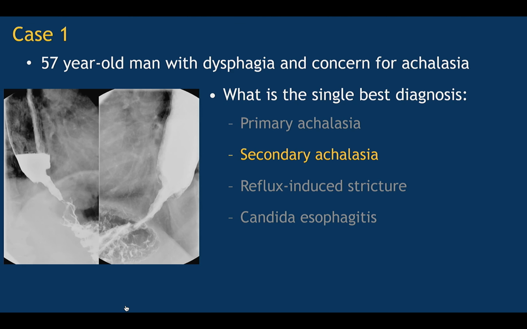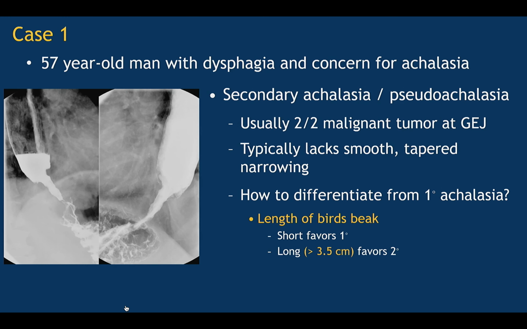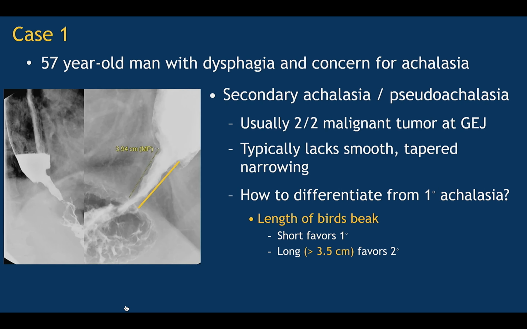And the best answer here is secondary achalasia, sometimes referred to as pseudoachalasia. This is usually secondary to a malignant tumor at the gastroesophageal junction, which was the case in the example I showed. Secondary achalasia typically lacks a smooth and tapered narrowing that we commonly see with primary achalasia. So how do we differentiate primary versus secondary achalasia? Well, the length of the bird's beak can be helpful. A short bird's beak favors a primary achalasia. A longer bird's beak, usually longer than 3.5 centimeters, favors secondary achalasia. And in our case here, you can see that it was a fairly long segment of narrowing, about 3.9 centimeters.